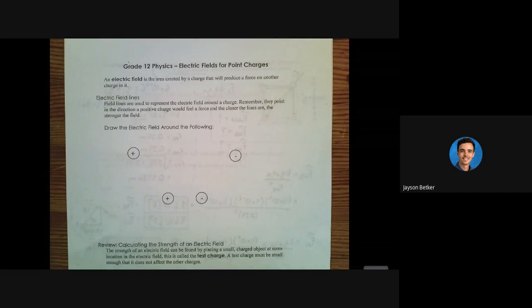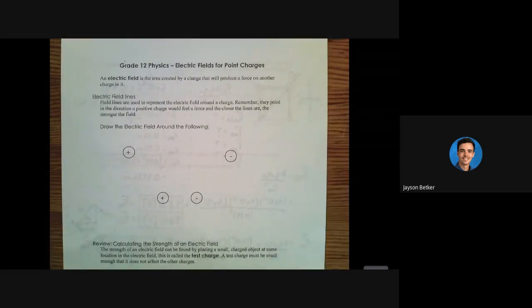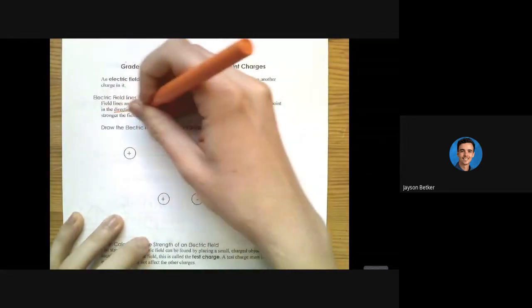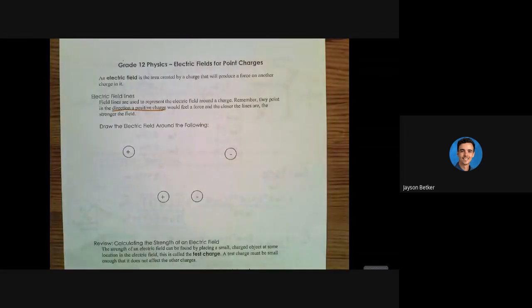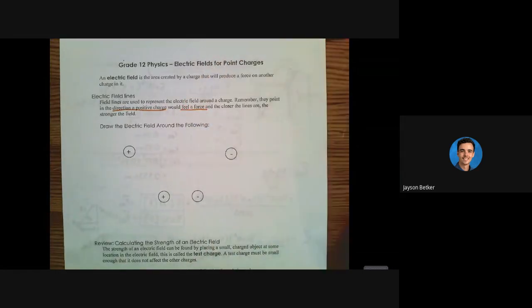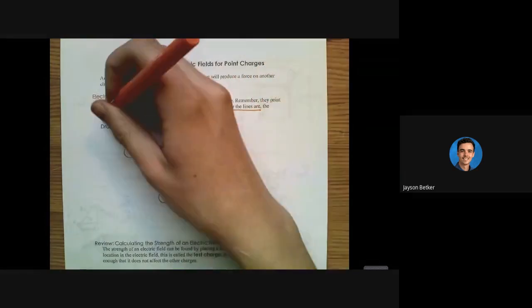Let's get started. An electric field is the area created by a charge that will produce a force on another charge within it. We show this area and this phenomenon by drawing electric field lines. So field lines are used to represent the electric field around a charge. And remember, there's a couple really important things that we need to remember about field lines. The first is that they show the direction a positive charge feels a force. And the other one is the closer the lines are, the stronger the field.